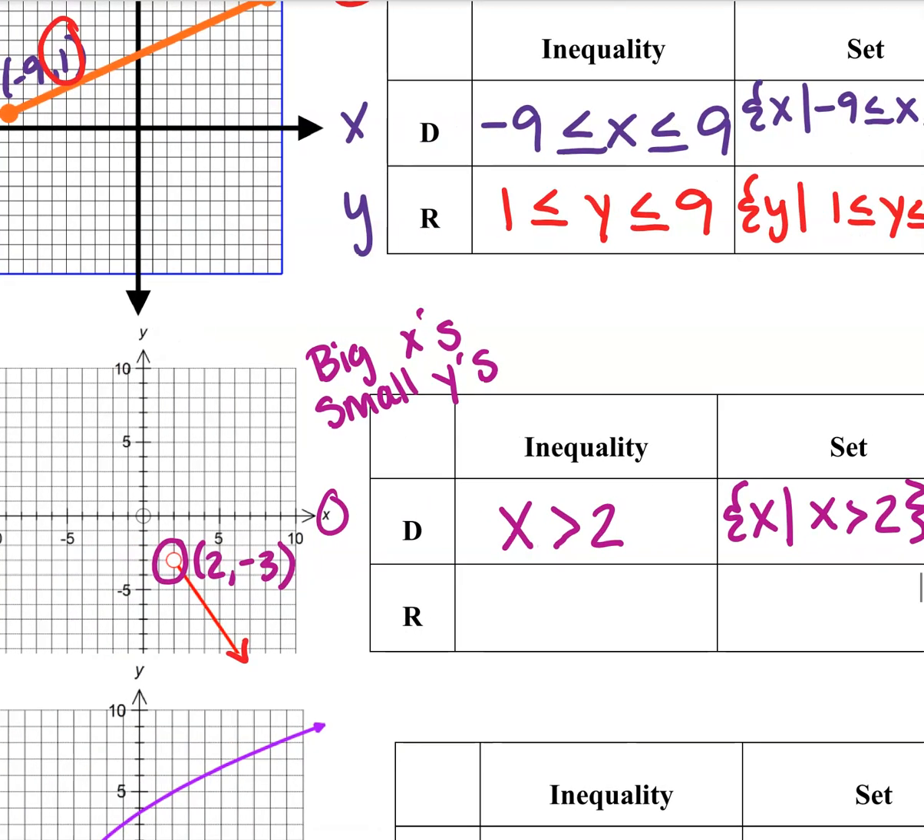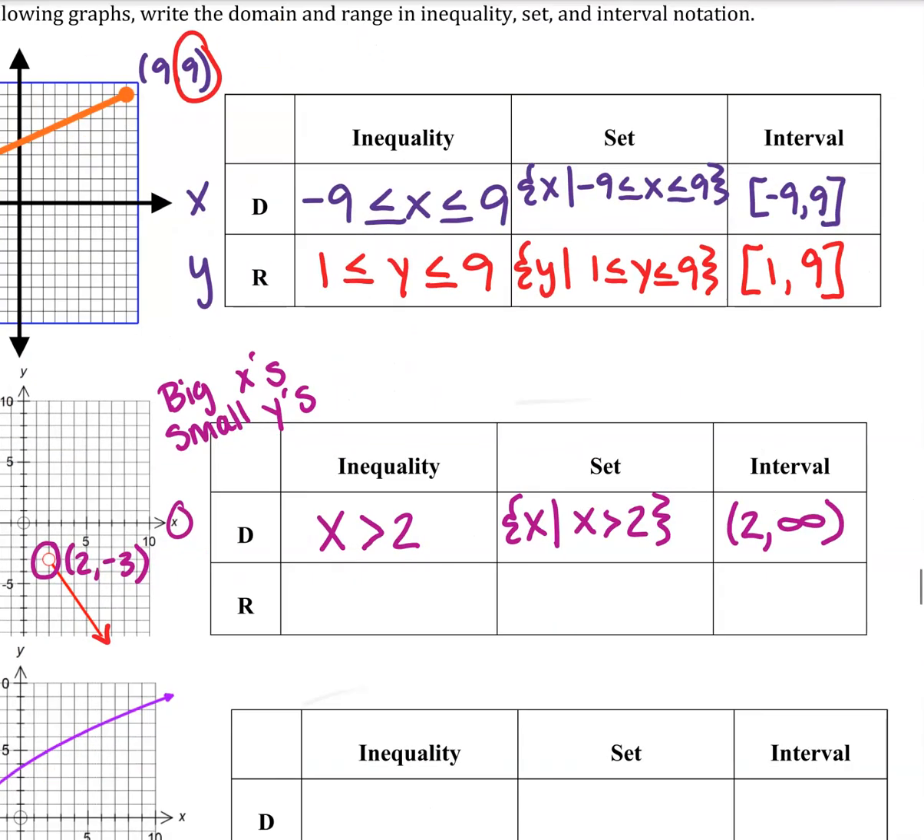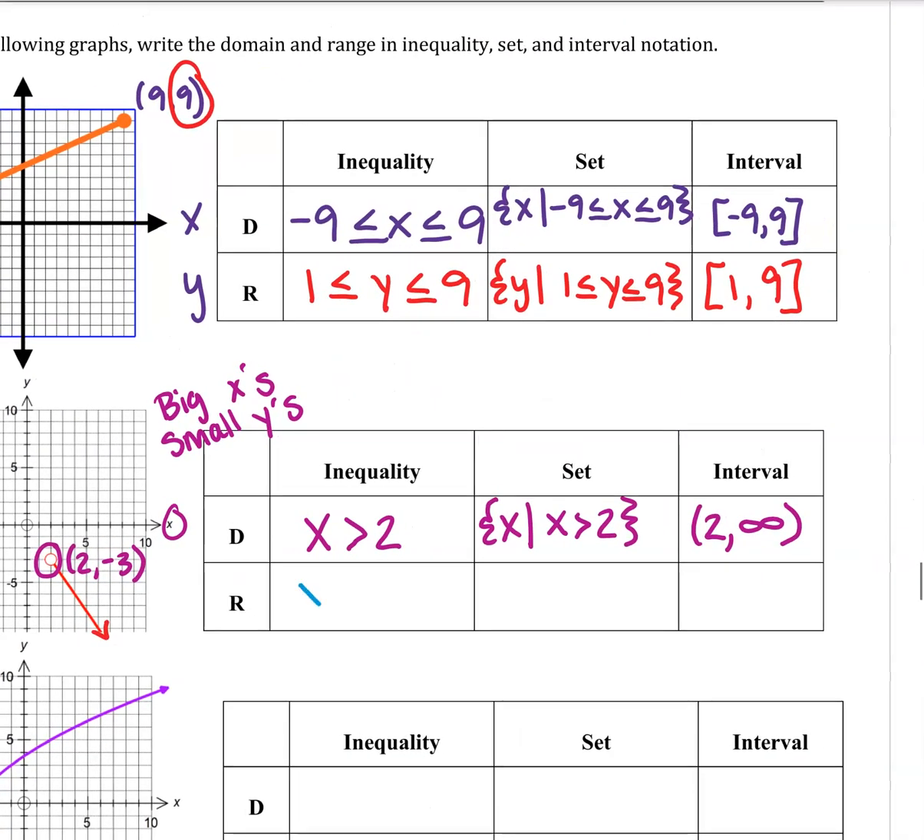Now let's talk y's. So the y's, it said small y's. So I'm going to go ahead and start with the inequality on the y's for the range. Small y's mean I need to write y is less than, and then the y is -3.